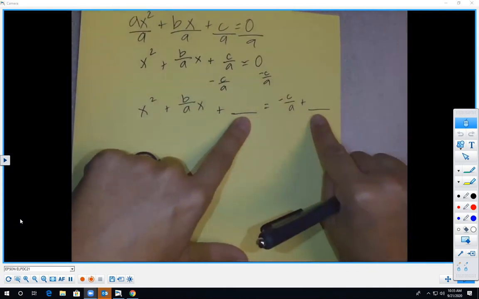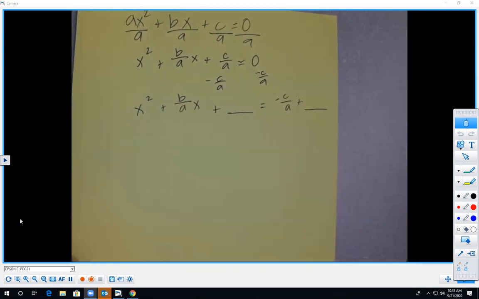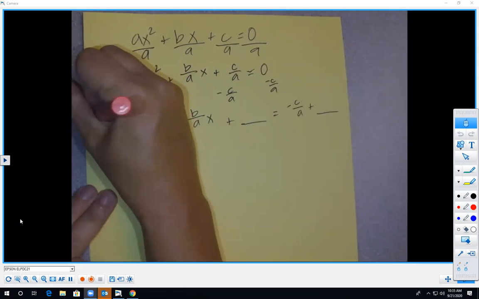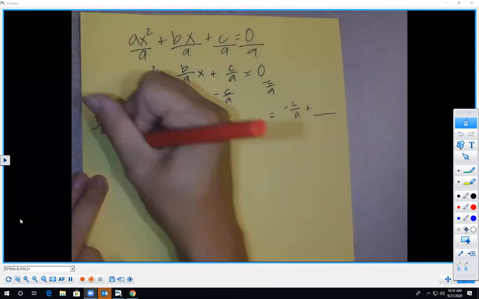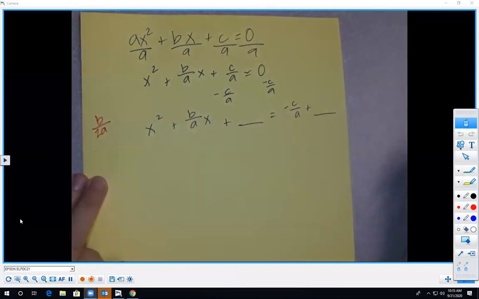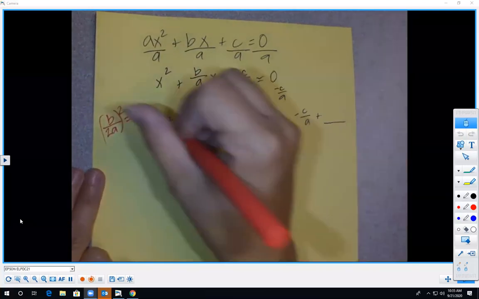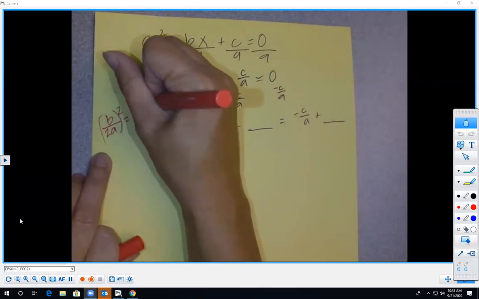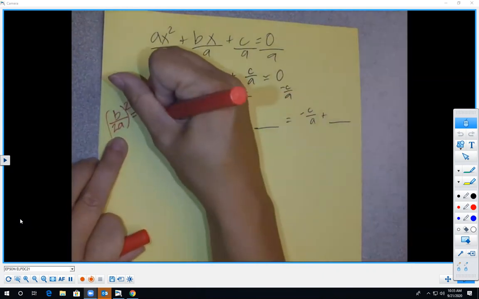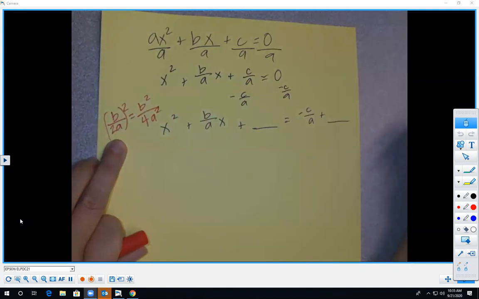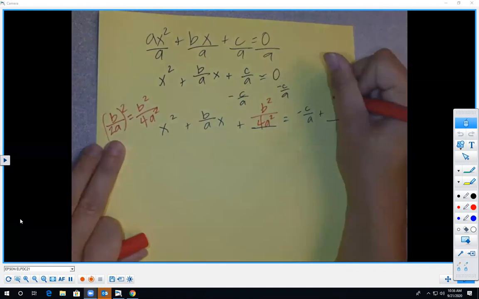How do I fill in the blank? This middle term divided by 2 squared. Okay, so that middle term, b over a, when I divide it by 2, that's like multiplying by 2 on the bottom. And then I need to square it. So let me do that. b squared would just be b squared. 2 squared is 4. a squared is a squared. So that's the number that goes in the blank: b squared over 4a squared.